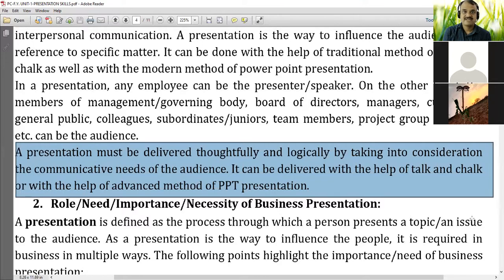But it is expected that initially that speaker should explain everything to the audience, and then he or she can go for asking questions. Is that clear?